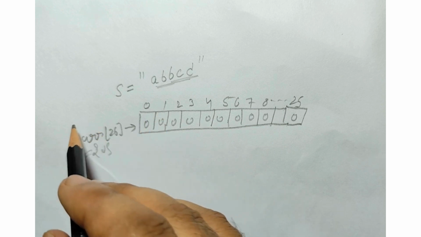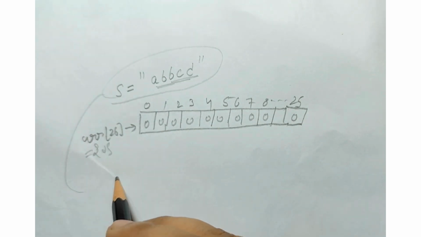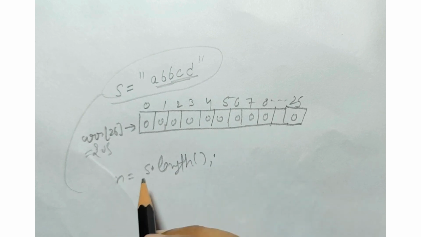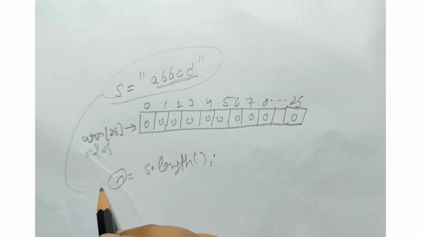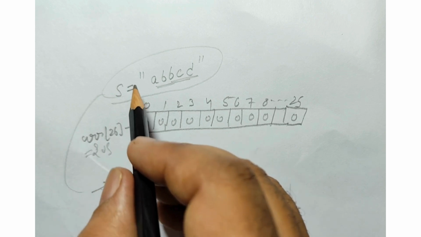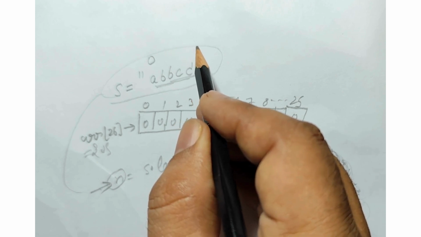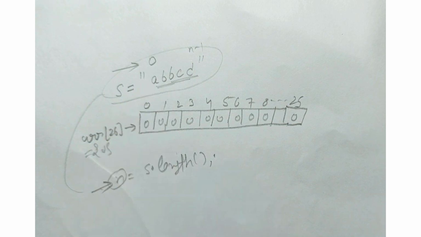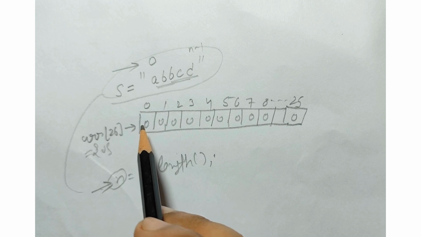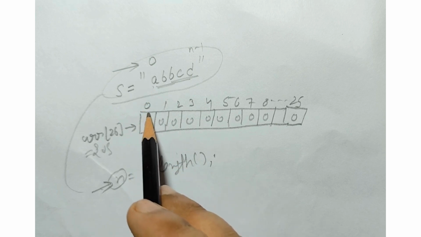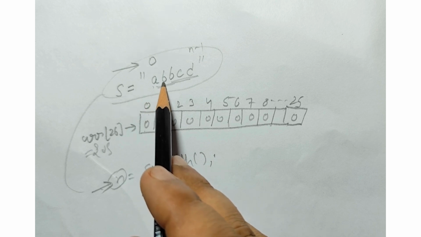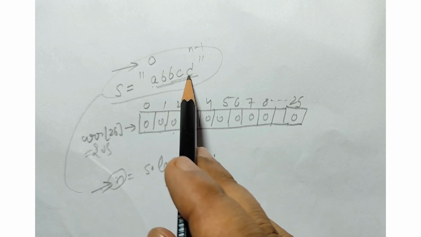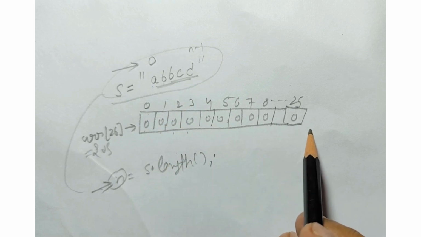Now first I calculate the length of the string. I write n is equal to s.length(). I call this function, so in this way we store the length of the string in variable n. I start from 0 and go until n minus 1. I traverse this string from index 0. First A will come. Now I store the frequency of A at index 0. After this I store the frequency of B at index 1, the frequency of C at index 2, the frequency of D at index 3, and so on for all 26 characters.